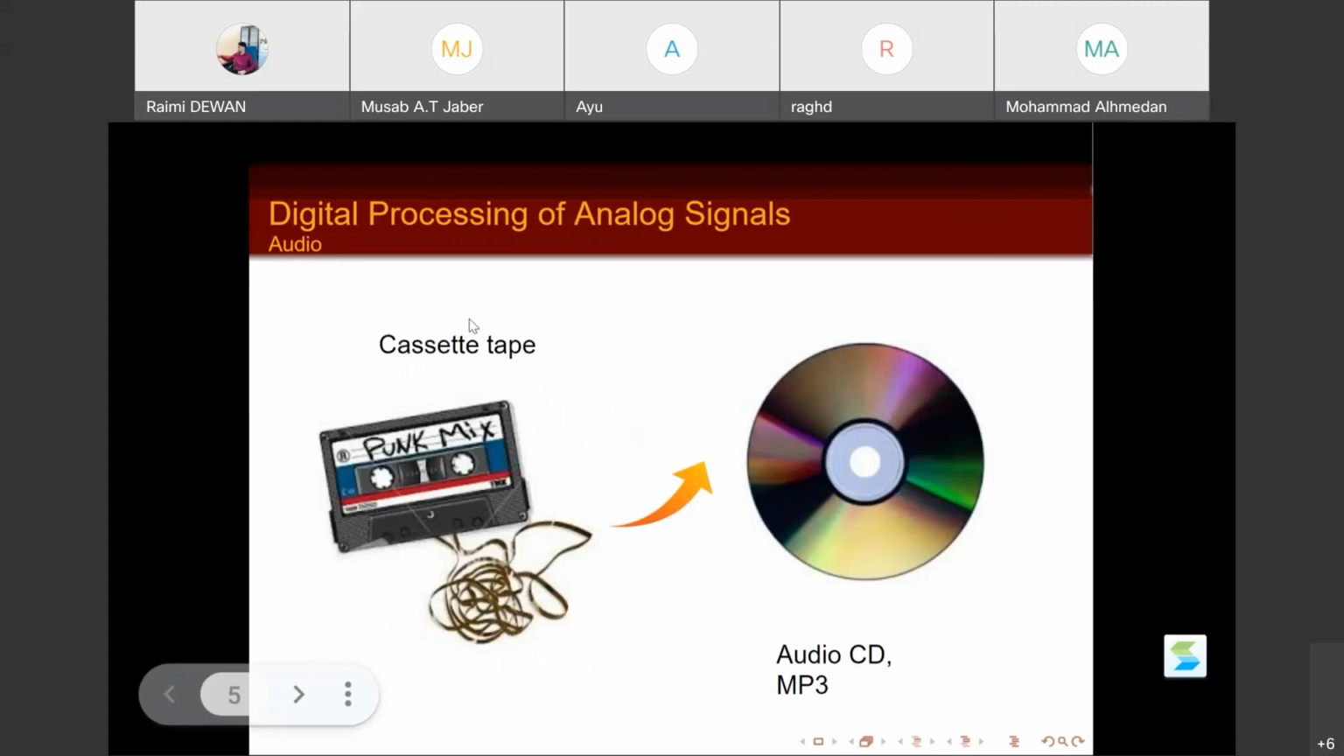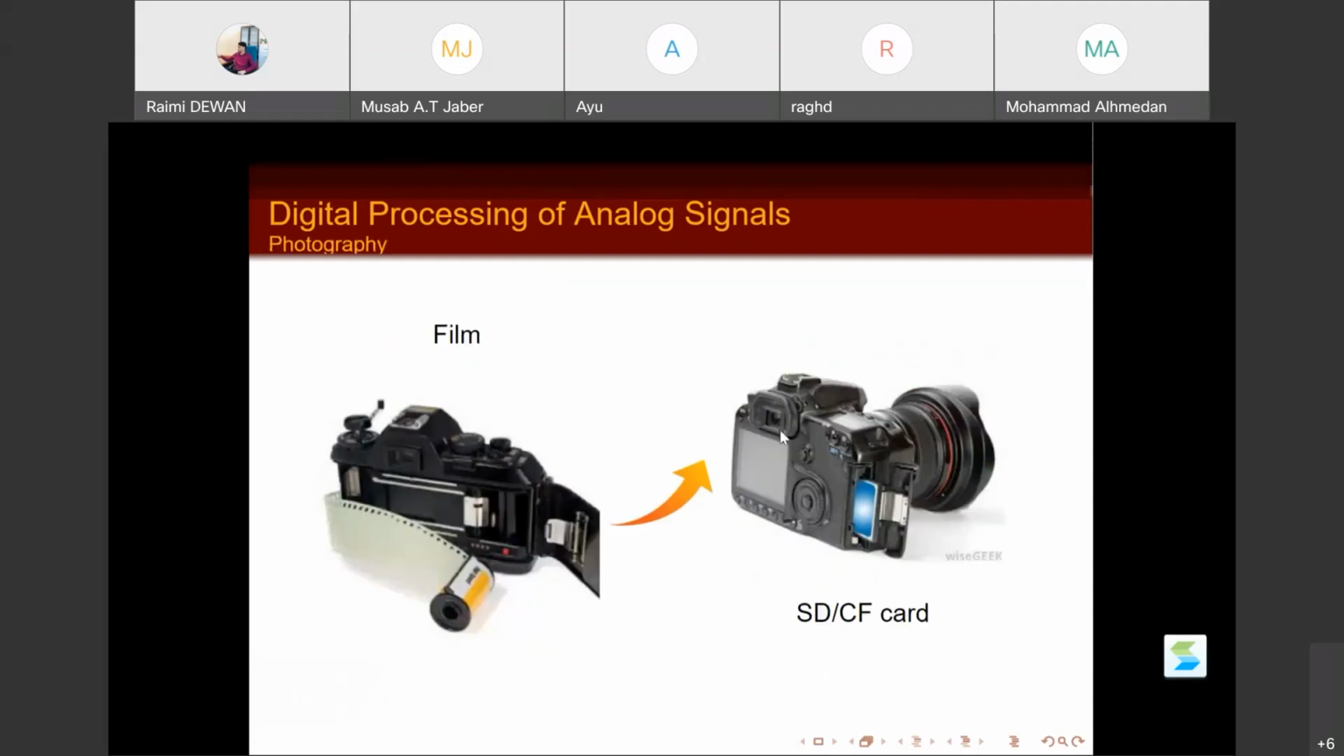This is digital processing of analog signal: cassette tape and audio. This is the more primitive one, and this a bit more advanced, which is CD. I'm not sure who else uses CD nowadays, because even laptops, we don't have CD now. This one is digital processing of analog signal.